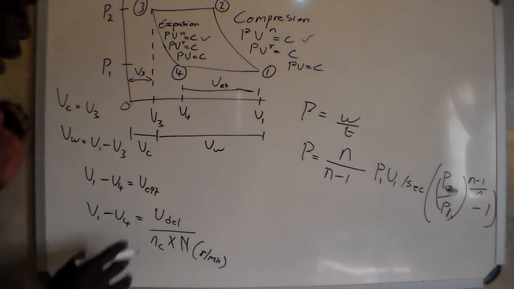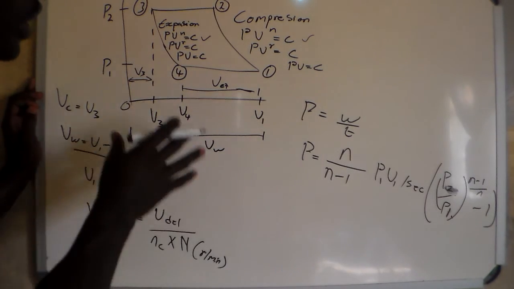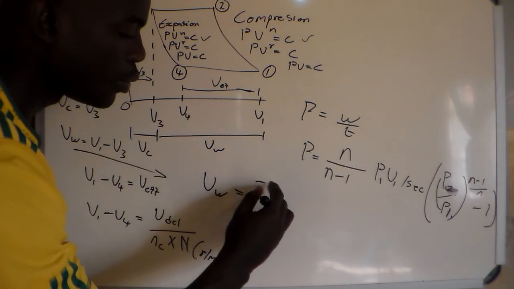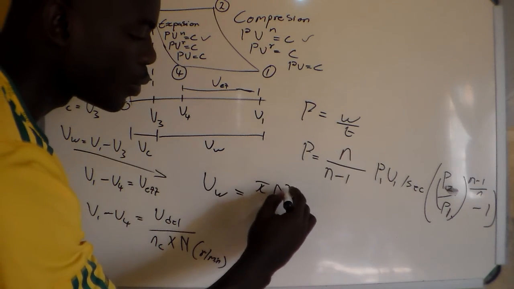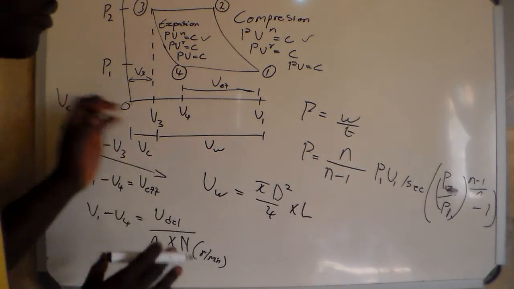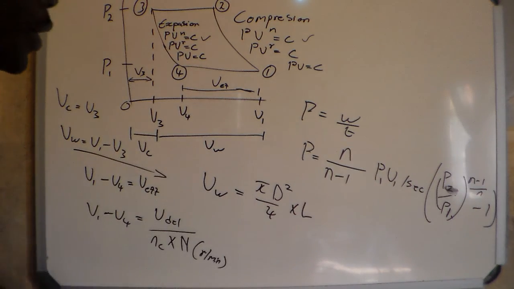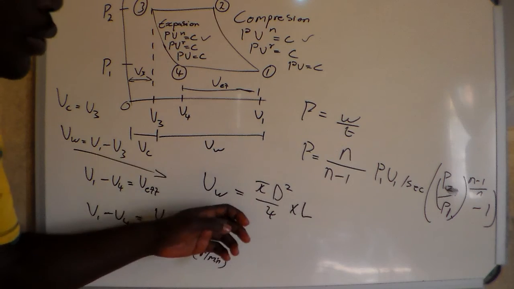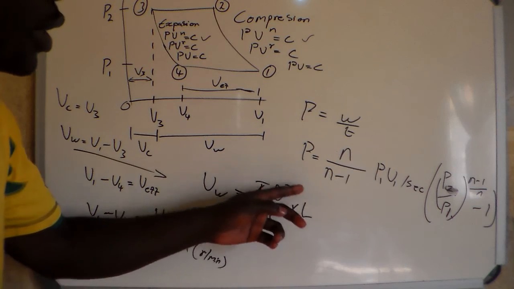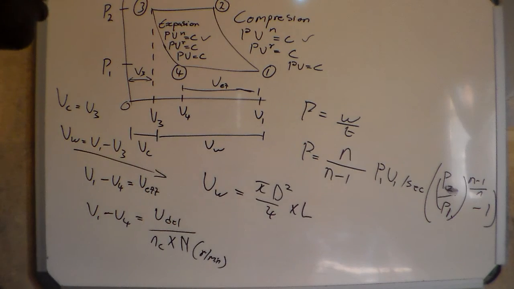the work done. And then always here, if we are given the diameter and the stroke length of the pump, that means the swept volume will be equal to pi d squared over 4 multiplied by the stroke length. That is, if we are given the diameter of the compressor and the stroke length of the compressor, the swept volume is equal to pi d squared, where d is the diameter, divided by 4, multiplied by the stroke length of the compressor.